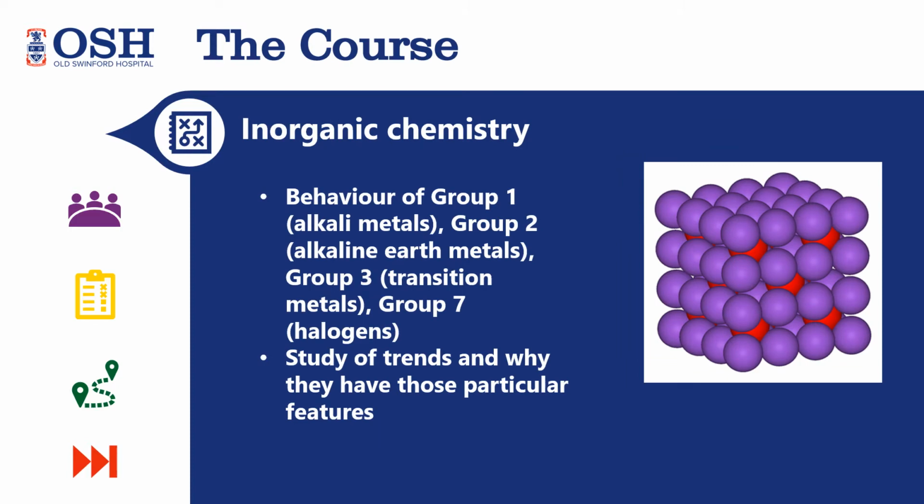And finally, the third component is inorganic chemistry. We can roughly say that that's any element or structure that doesn't necessarily involve carbon or oxygen. You'll be looking at the behaviour of the group 1 elements, the alkali metals, group 2, the alkaline earth metals, the transition metals, and group 7, the halogens, and you'll be trying to look at the trends, why they have particular features, and what characteristics they share. This is particularly useful for anyone that wants to go forward and look at topics like geology or earth sciences.